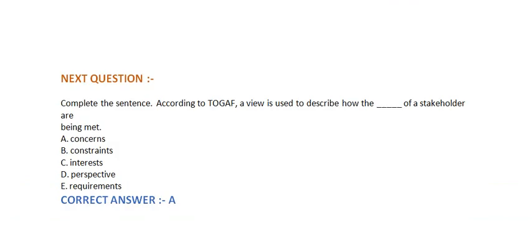Next question is, complete the sentence. According to TOGAF, a view is used to describe how the needs of a stakeholder are being met. Option A, concerns. Option B, constraints. Option C, interest. Option D, perspective. And option E, requirements. And the correct answer is option A.